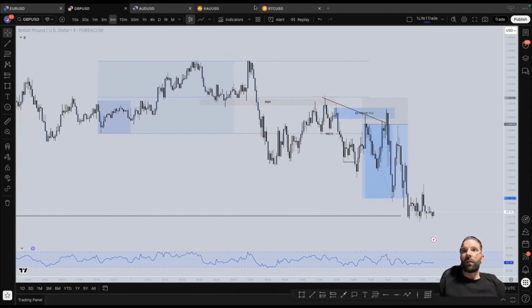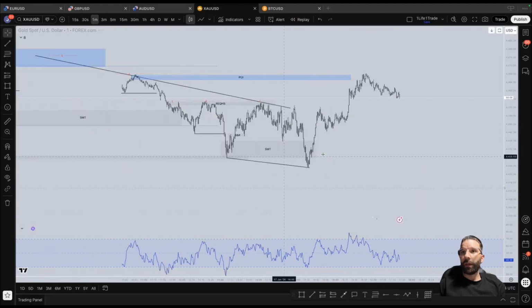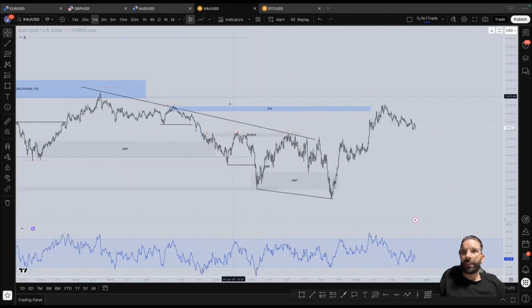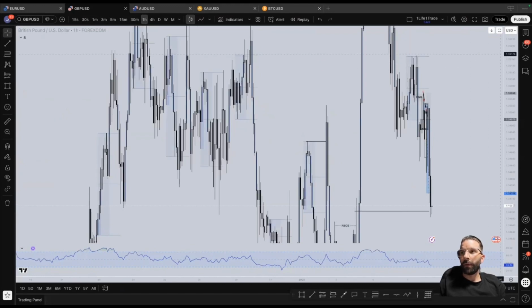I was looking at gold, GBP, and euro today. Euro, as you can still see, is there. Gold, I was waiting. I wanted it to take this liquidity before taking that low, but it took the low first and went up. So anyway, let's go on the higher time frame first. Let's go on the hour.